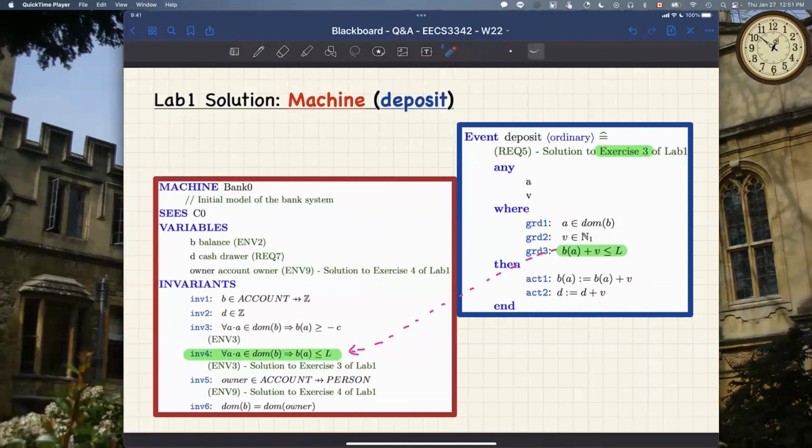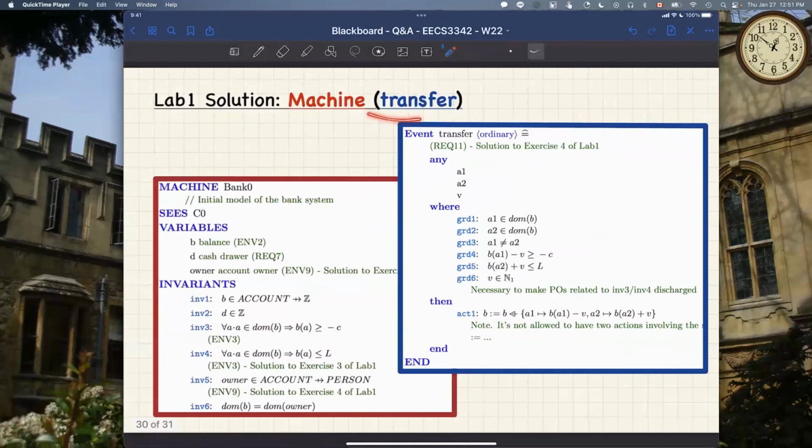All right. Let me do another one over here, which is about the transfer. That's one of the exercises, corresponding to requirement number 11. So the entire event is new. Basically, you can think about transfer as a combination of withdraw and deposit. That's something I'll leave to you to really make sure.